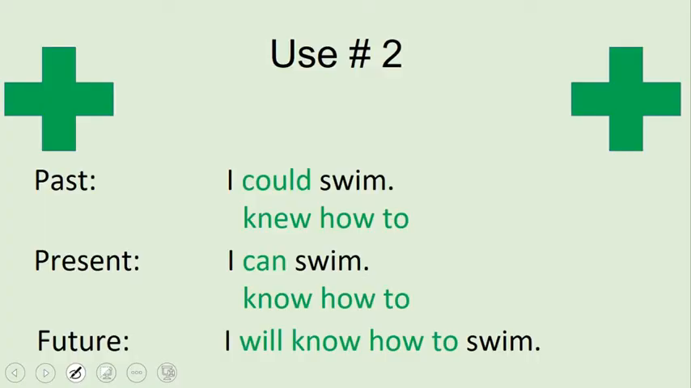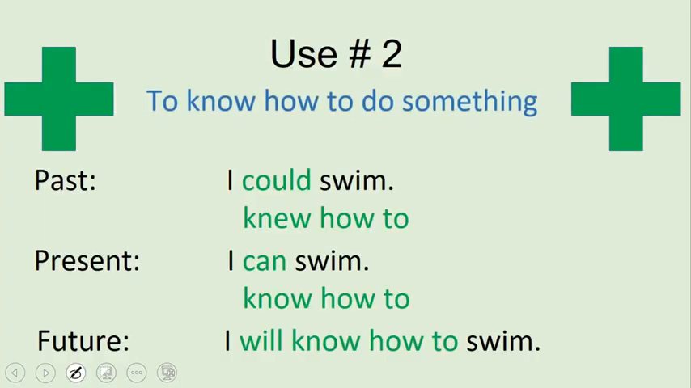Use number two. To know how to do something. Now, use number two, past. I could swim. I knew how to swim. Present tense, I can swim, or I know how to swim. And the future tense. I will know how to swim.